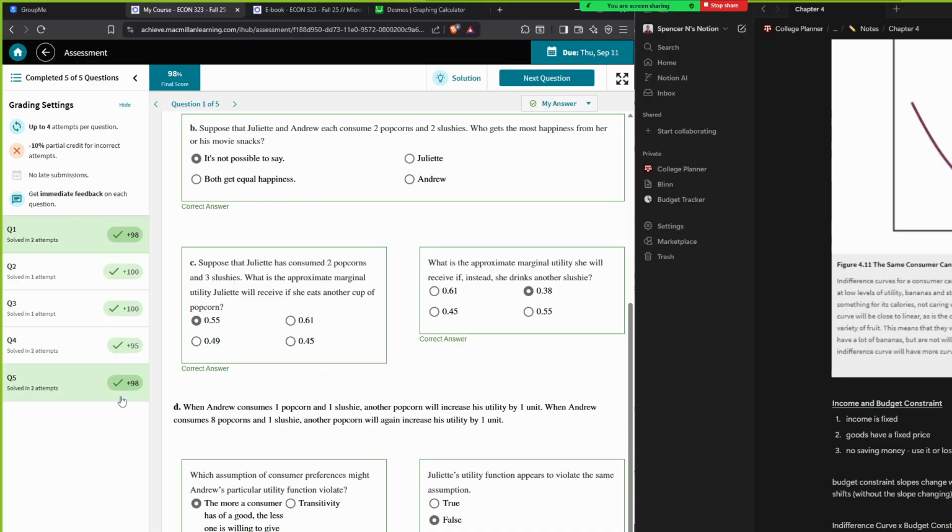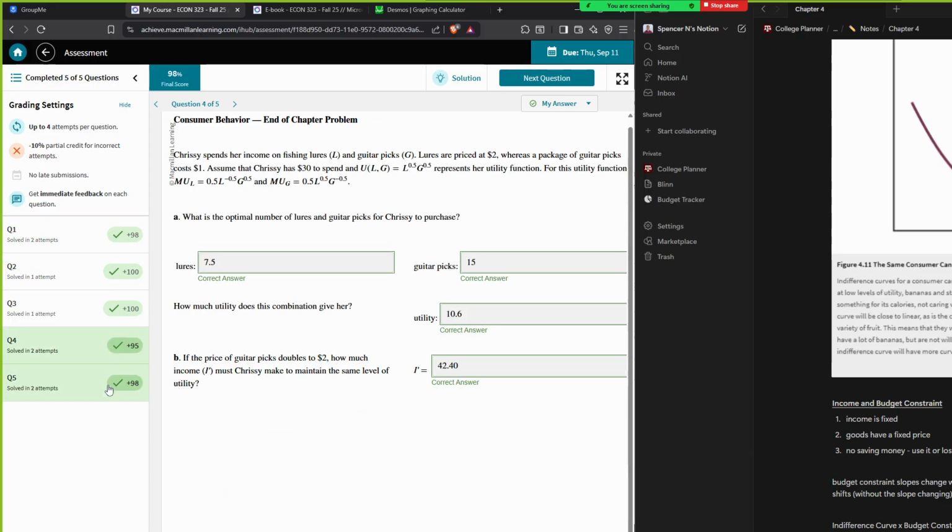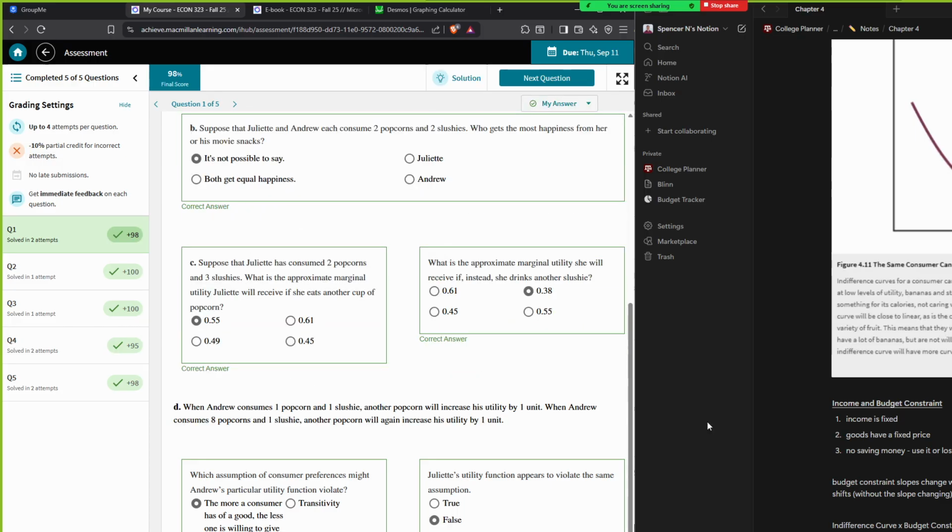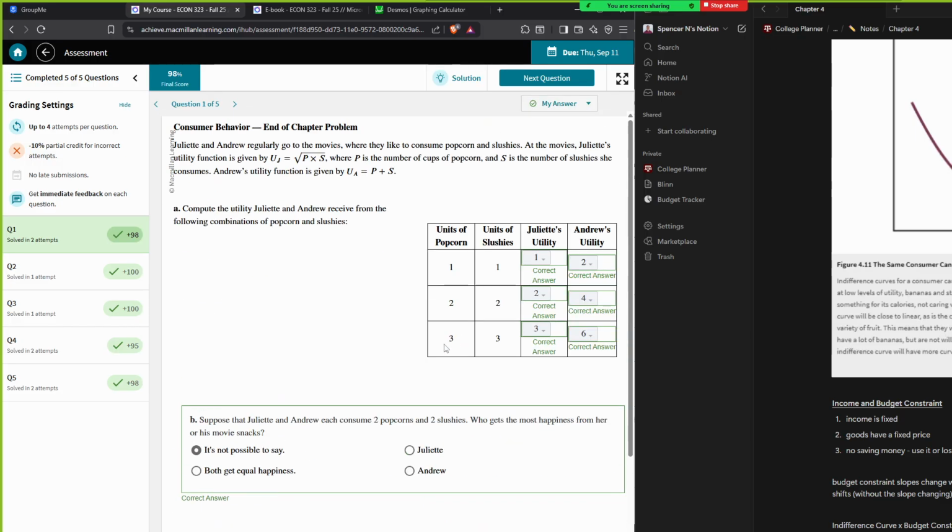You can see I didn't get perfect scores on these. One of these was a rounding thing. I put 10.61 and it didn't work. Oh well, I'm a little salty, but whatever.